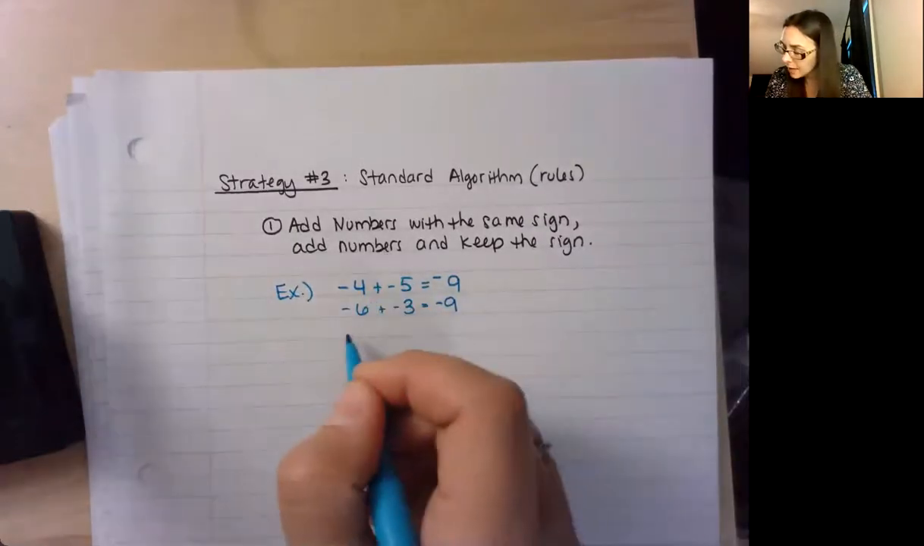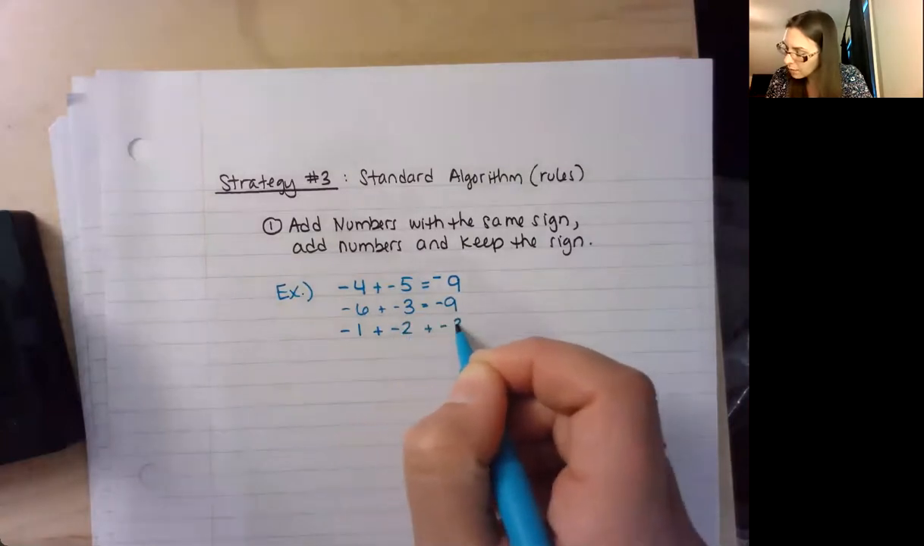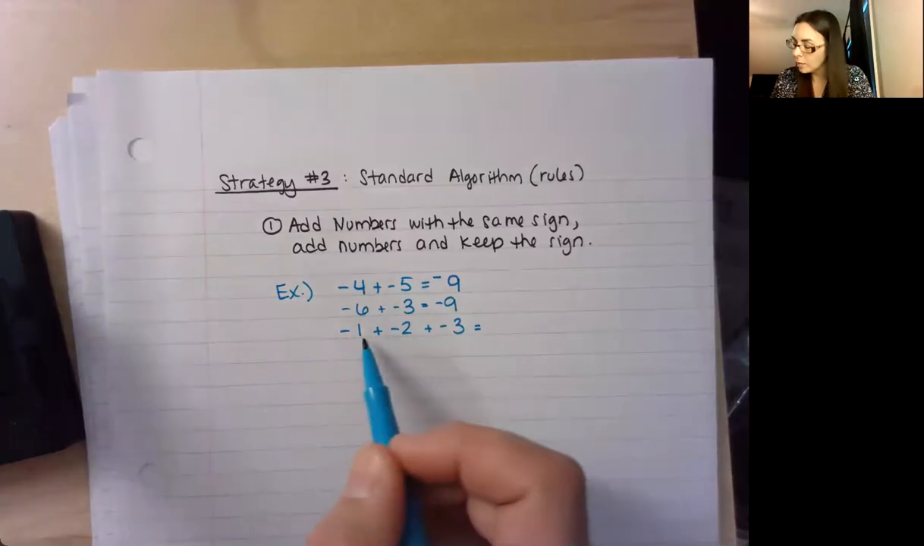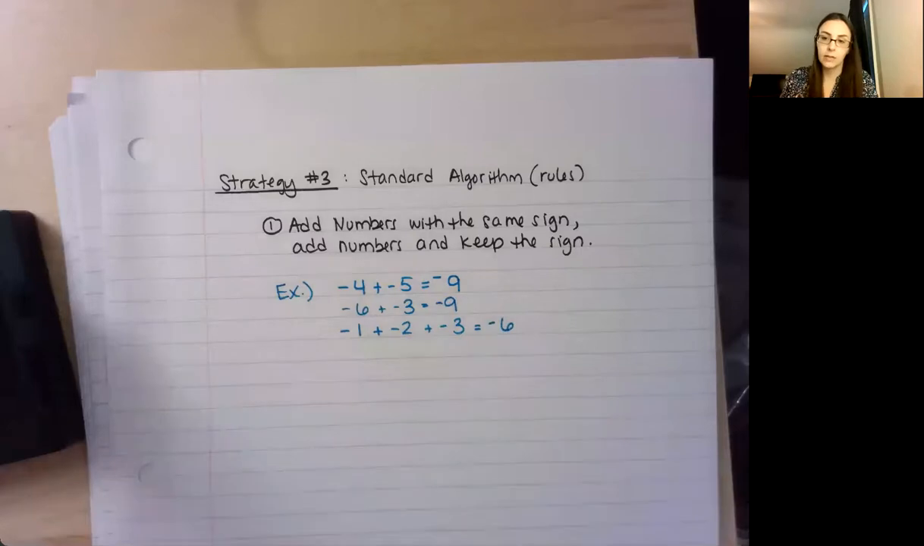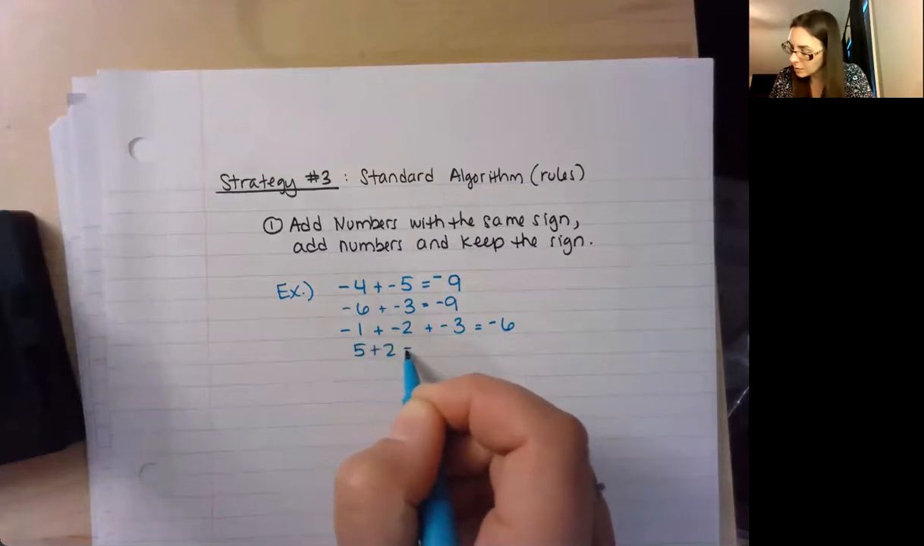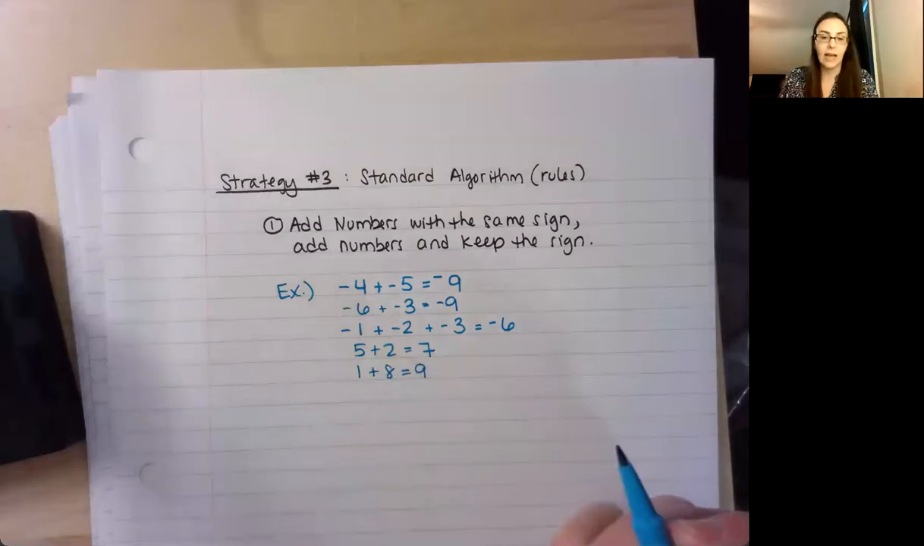So let's say I had something like -1 plus -2 plus -3. Well, now I have still all negatives, so I can add them up. 1 plus 2 is 3, plus 3 again is 6, so I have 6 negatives. And of course, this works for positives too. If you were adding 5 plus 2, it would still be 7. 1 plus 8 would still be +9, and so on.